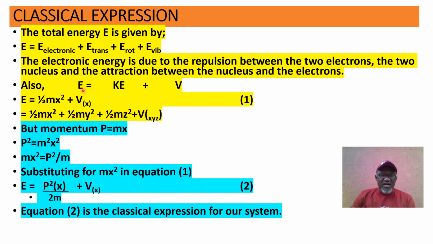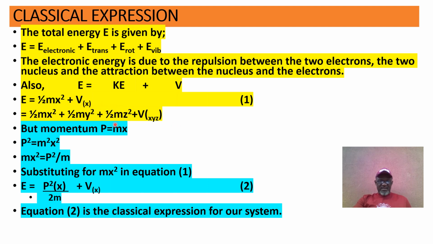So we now look at only kinetic energy plus the potential energy. And in the x direction, kinetic energy will be half m x squared, you know, v squared here is replaced by x because of the velocity in the x direction, plus the potential energy in the x direction.